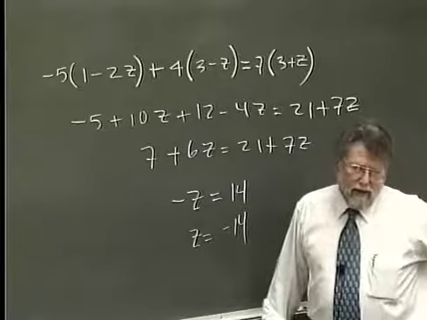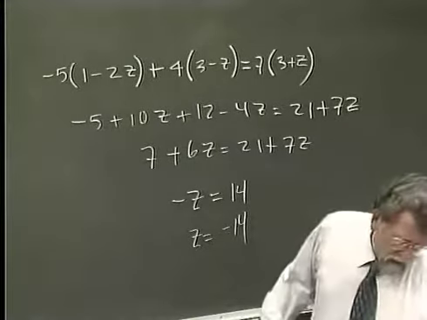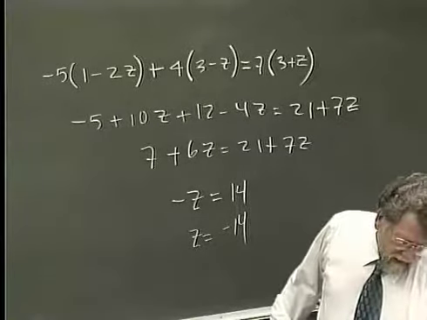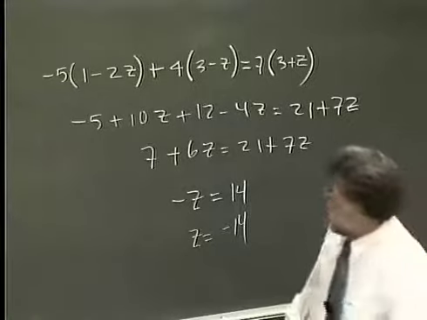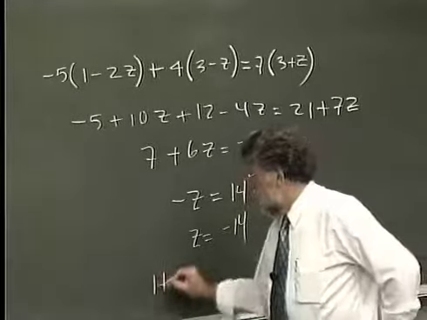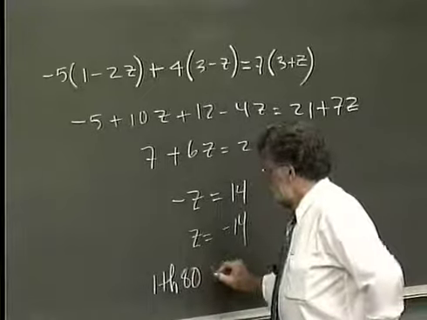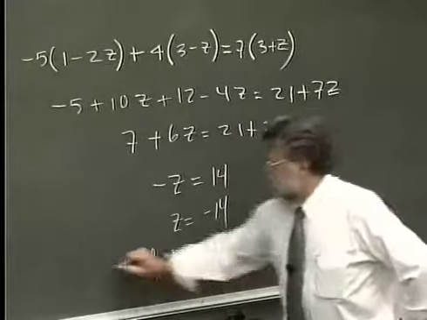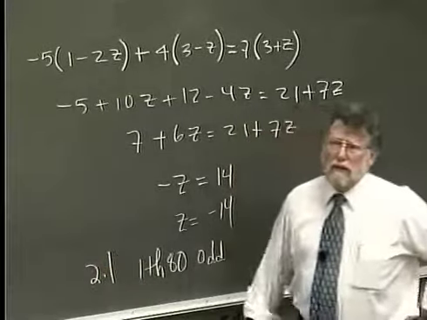Homework is the usual. We are going to do from 1 through, let's see, how about 1 through 80 odd? So 1 through 80 odd. So that's going to be your homework, and that's set 2.1, and I'm out of time.